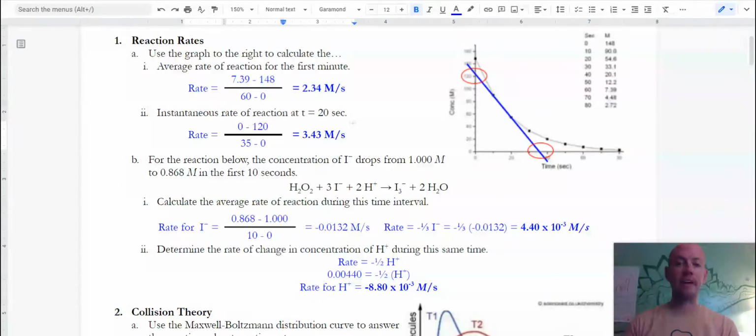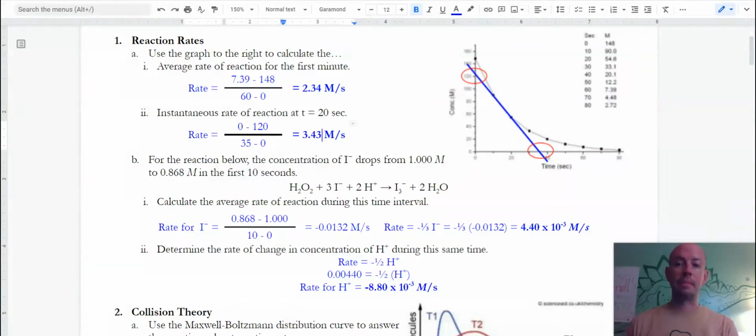So when we are finding reaction rate, or if we're just thinking of reaction rate, we're thinking of it in terms of the things that have a coefficient of 1. Well, iodide gets consumed 3 times faster than the peroxide, for example, and it gets consumed 1.5 times faster than the hydrogen or than the water is made.